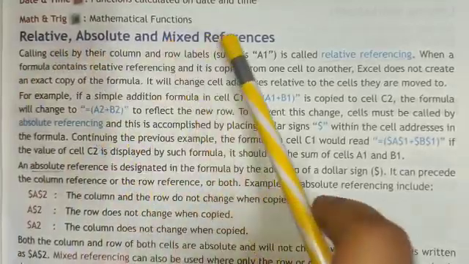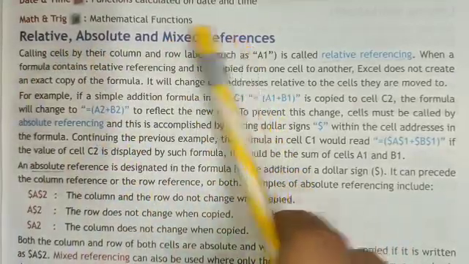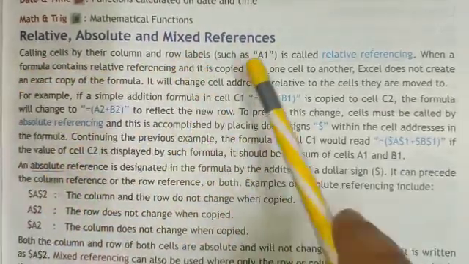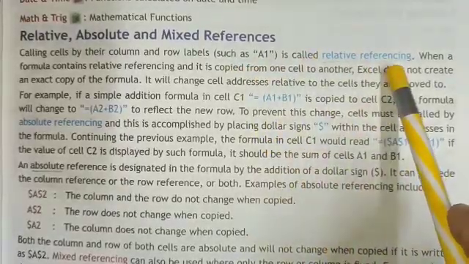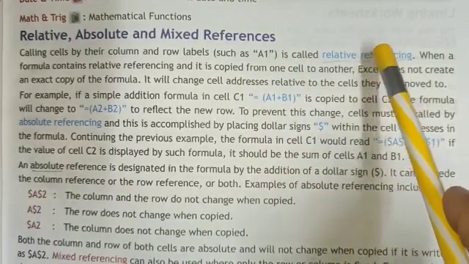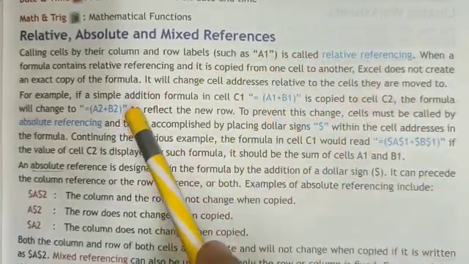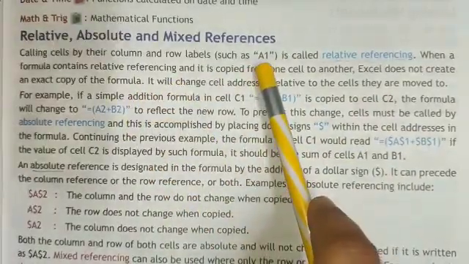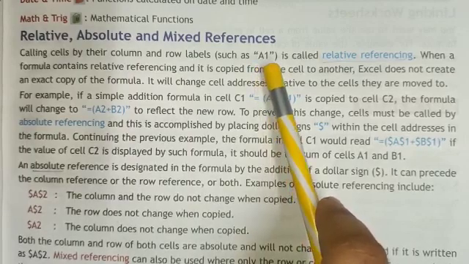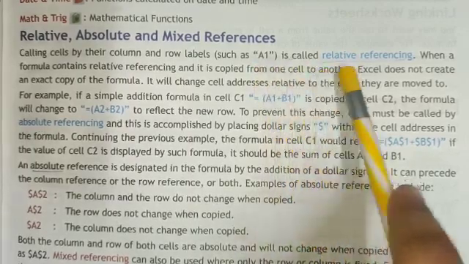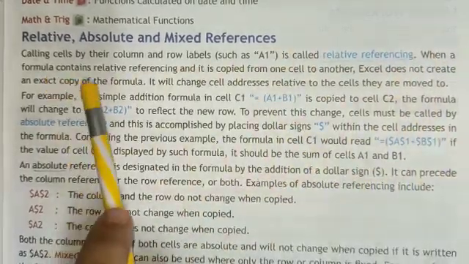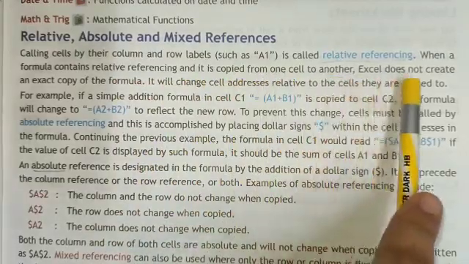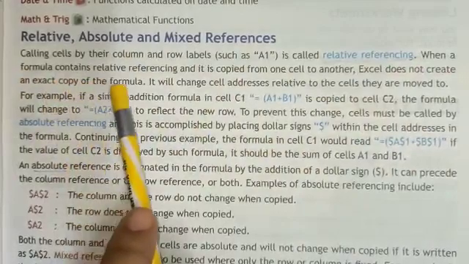Relative, absolute, and mixed references. Calling cells by their column and row labels such as A1 is called relative referencing. A is the column and 1 is the row. When a formula contains relative referencing and it is copied from one cell to another, Excel does not create an exact copy of the formula.